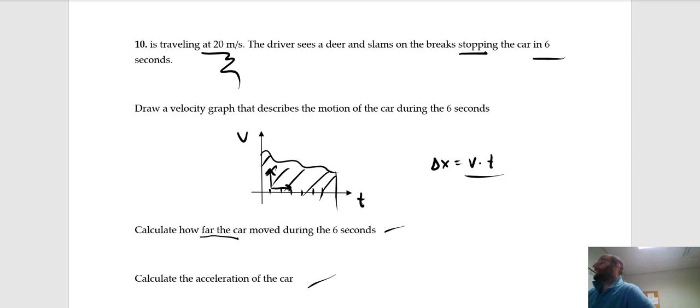Okay, the next part where it says calculate the acceleration. So once you have your graph, slope is the acceleration, because acceleration is change in velocity over change in time. And I do expect you to know formulas like this for your test.